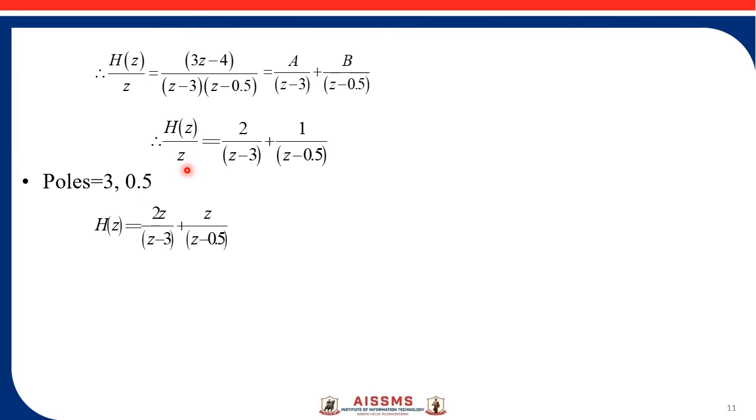Now the Z on the LHS, I will be cross multiplying and taking it to the RHS. So I will get H of Z is equal to 2Z upon Z minus 3 plus Z upon Z minus 0.5. Now I am converting this polynomial into negative powers of Z. So 2 upon 1 minus 3 into Z raised to minus 1 plus 1 upon 1 minus 0.5 Z raised to minus 1.